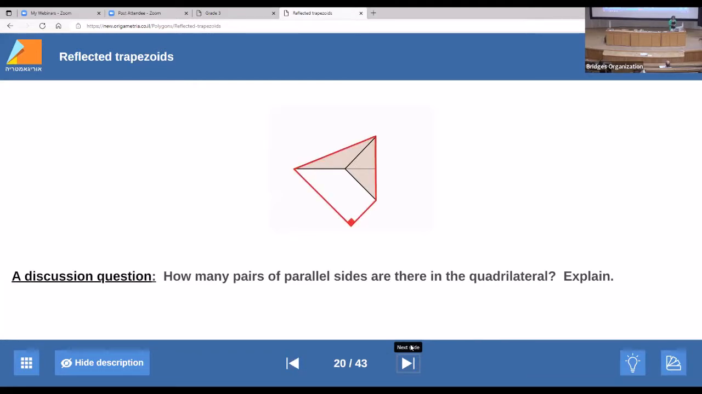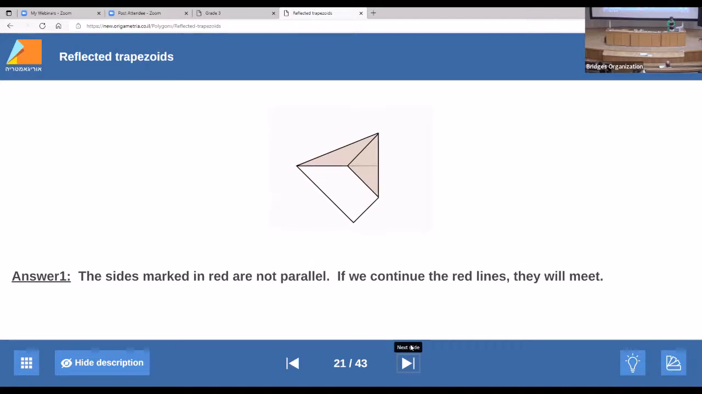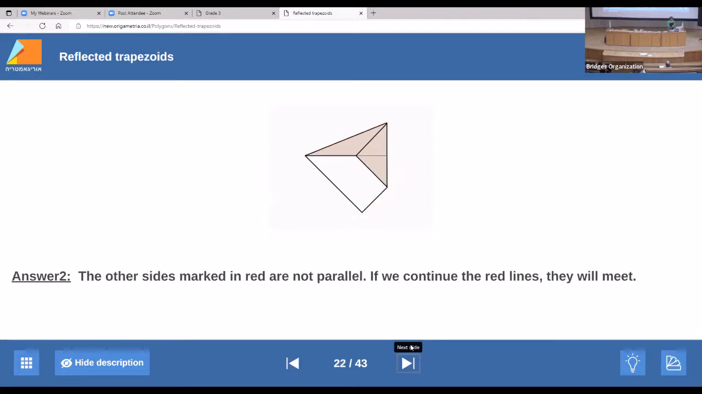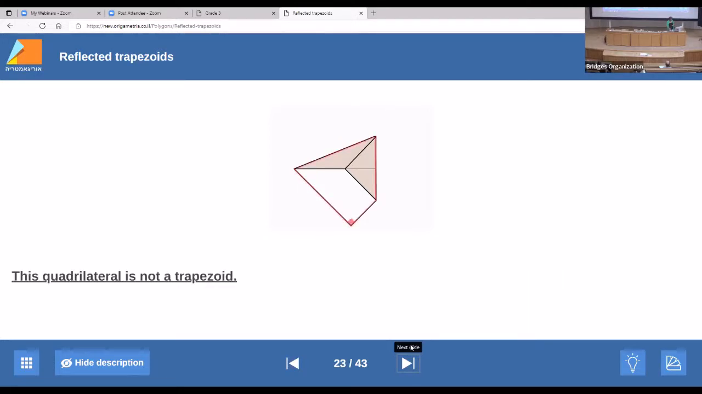Okay, so now how many pairs of parallel sides do we have in this shape? So how do we check that? So again, we look at the two sides and we see that if we continue, they can meet. And if I see the other side, they can also meet. Now, it looks a bit like a trapezium, yeah? If you ask children, they say trapezium. But it's not, because it doesn't have any. So when the children check that, they never make mistakes. So it's a quadrilateral, but it's not a trapezium.